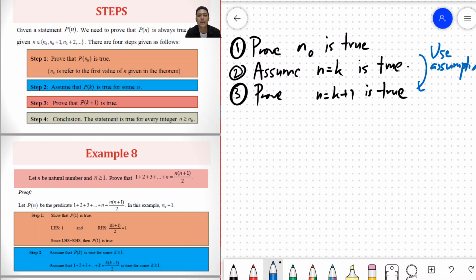The common mistake by students is that, given any question, they always neglect to use the assumption of step 2. If you don't use the assumption from step 2, then you have done it wrongly. Now let's look at the example.